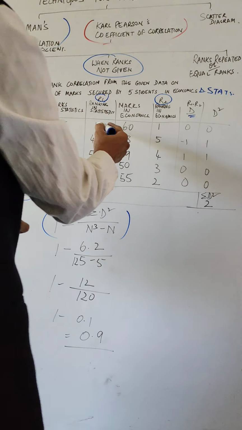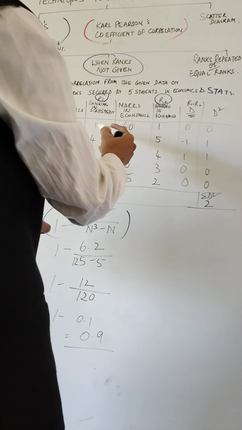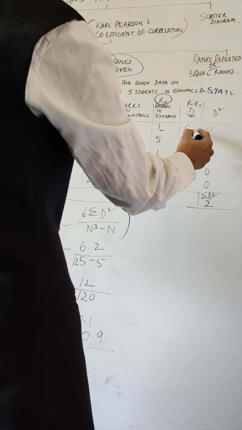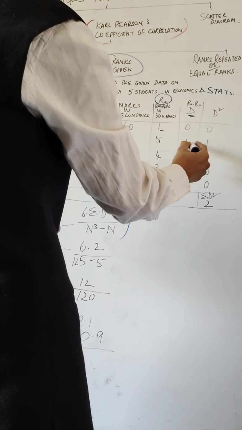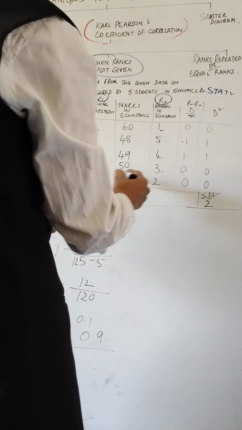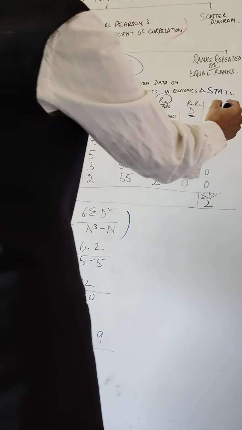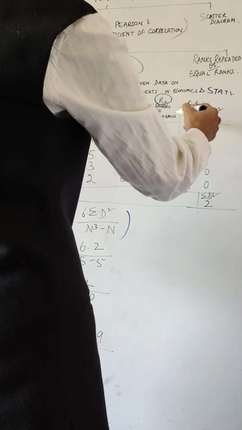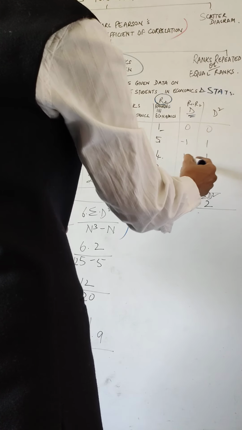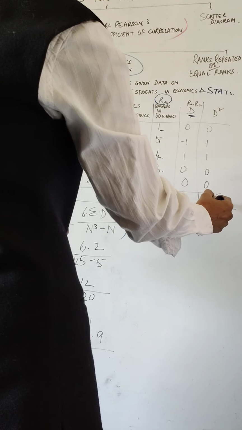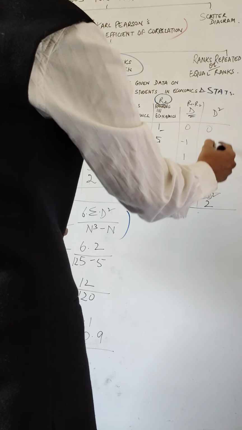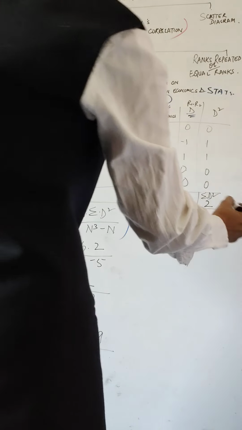So here what we have to do is get D, which is R1 minus R2. 1 minus 1 is 0. 4 minus 5 is minus 1. 5 minus 4 is 1. 3 minus 3 is 0. 2 minus 2 is 0. Now we've got to square the differences, d squared: 0, 1, 1, 0, 0. Another important thing is to find the summation of d squared. We get 0 plus 1 plus 1, which is 2.